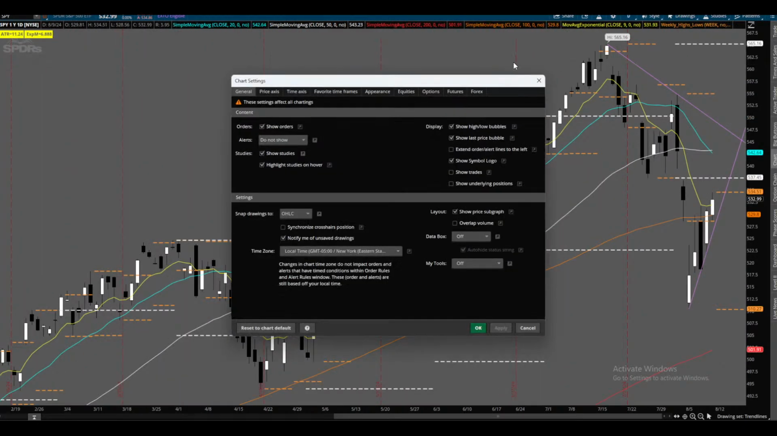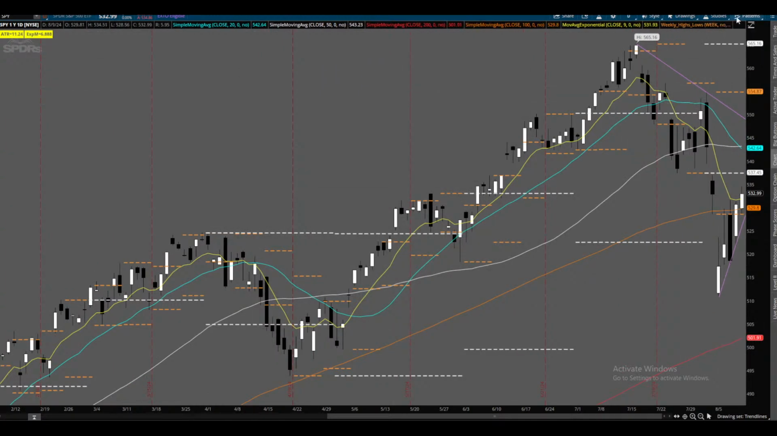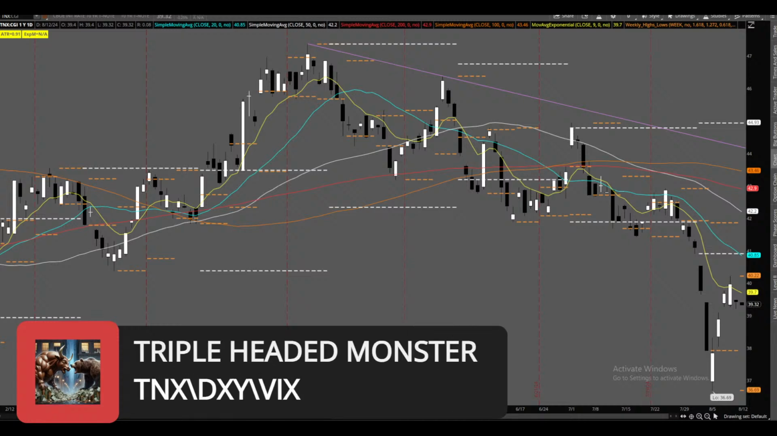Okay. I'm going to save that now so I don't have to do this again. Alrighty. So that's what's going on there. Okay. Now, let's look at the triple-headed monster. And we'll go look at that 10-year yield, which I said should be flat. So let's go to that triple-headed monster, and we'll look at that 10-year yield.